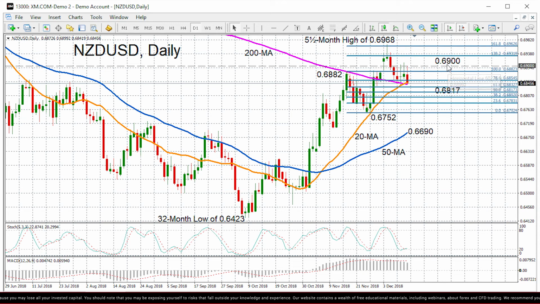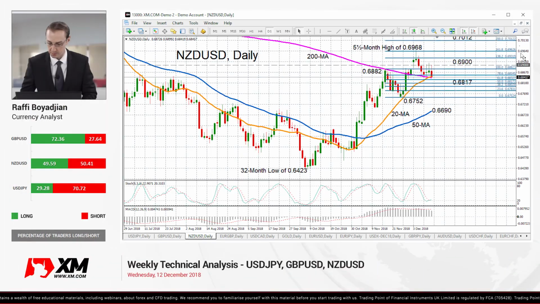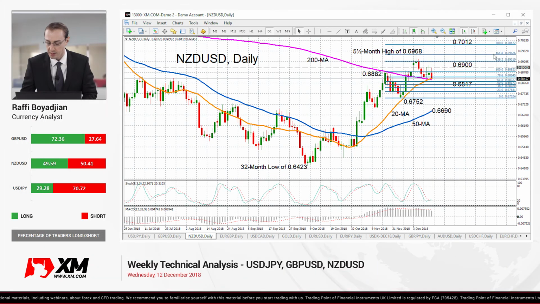We will need to see a break above that level in order for the pair to be able to reattempt that 5.5 month high of 0.6968 from back in early December, and then break above that level. We could then see the next key resistance coming from the 200% Fibonacci extension at 0.7012.